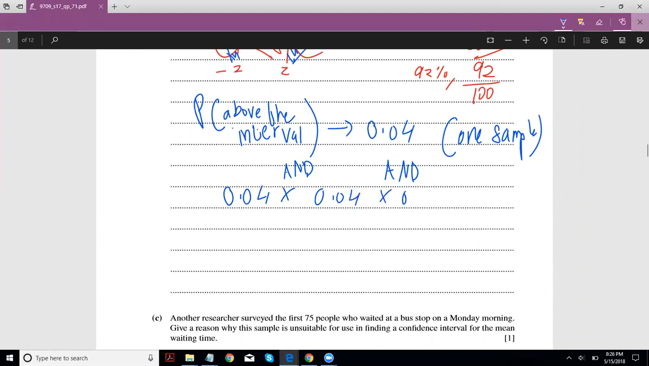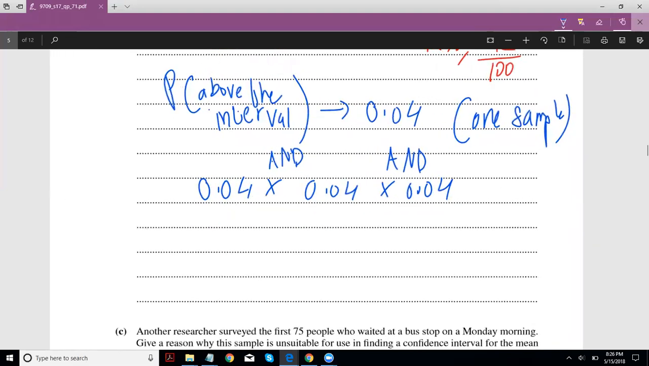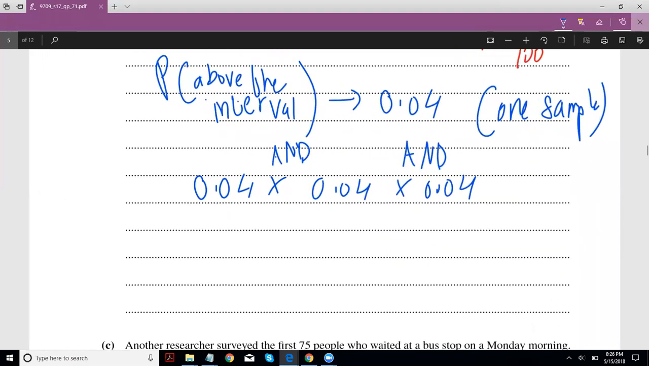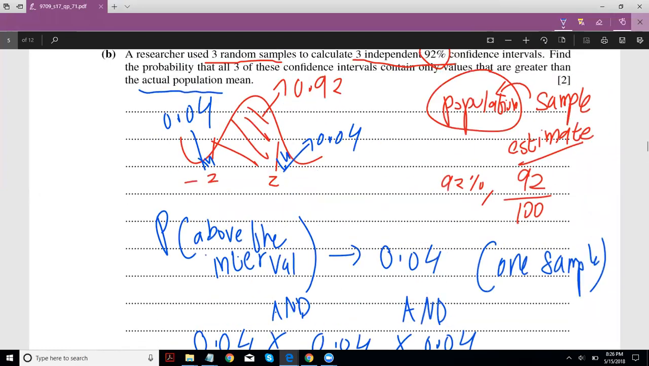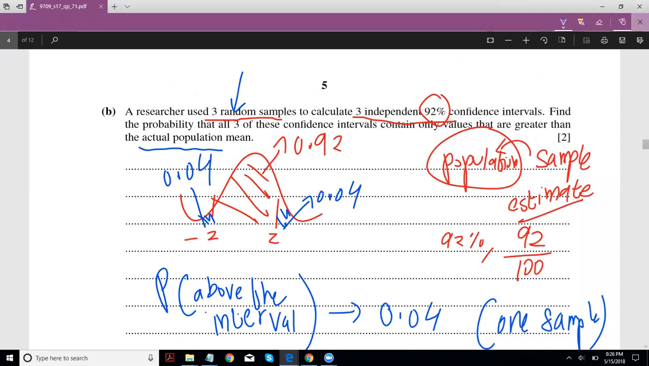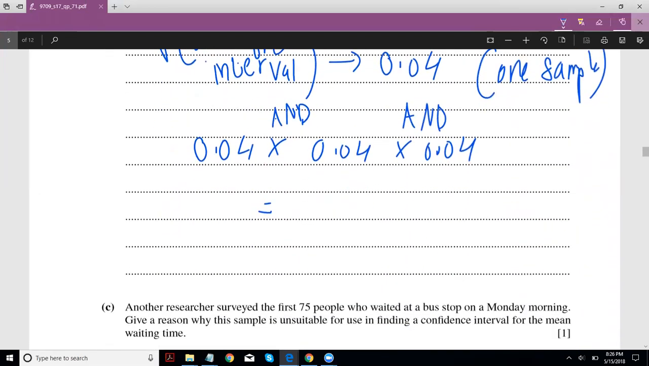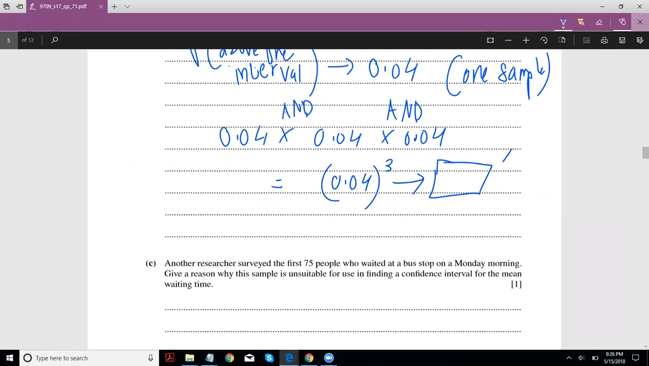When you're using "and", you multiply. If it doesn't logically make sense to you, you can just remember it like that. And the probability of being above is the same for each, right? You're just using 3 random samples. There's no difference in any of them. So it has to be above in the first, and in the second, and in the third. You can just write this as 0.04 cubed, and then you pop it into your calculator and you get your value. I don't have my calculator with me right now, but you get the idea, right? And that was it for this particular question.